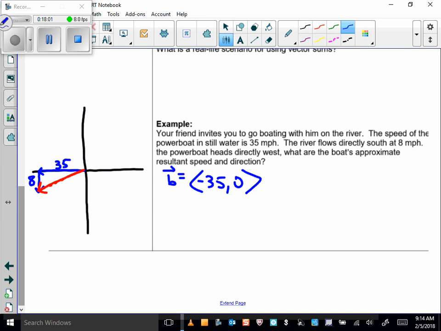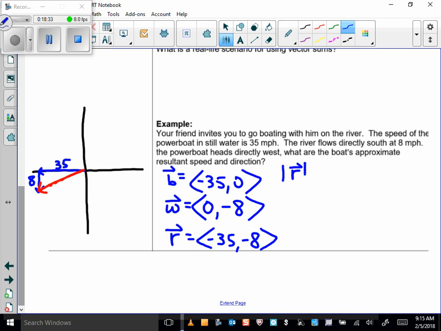Okay, and then let's call the water W. All right, and it's going directly south, so we're going to call it (0, -8). It's got no x component. So when I add those two together, we'll call that the resultant. Okay, it's going to be (-35, -8), right? (-35, -8). Okay, well, we want the magnitude. The resultant speed would be the magnitude. So let's go find the magnitude of our resultant vector.